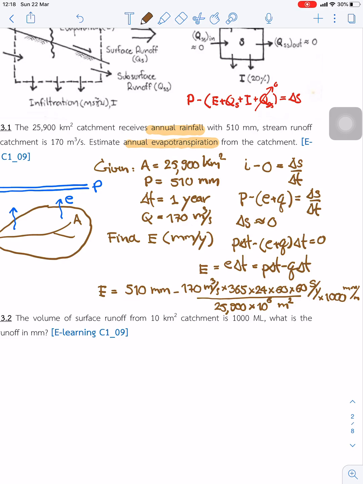Okay, so finally we have E equal to 510 subtract 207 millimeters. So the solution should equal 303 millimeters. Okay, that is the answer for the first problem.